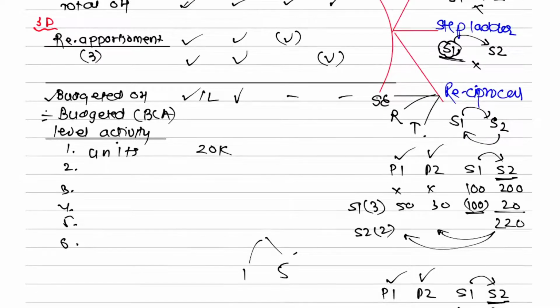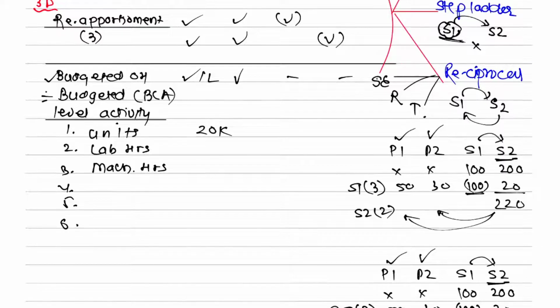So if I do that, please listen to this. After the units method, which one comes? Labor hours method. That is budgeted overheads divided by budgeted labor hours. Then budgeted overheads divided by budgeted machine hours. Sometimes overheads are dependent upon what? Material cost. That is percentage of material cost, percentage of labor cost, percentage of prime cost. The formula is going to be this in these 3 methods.